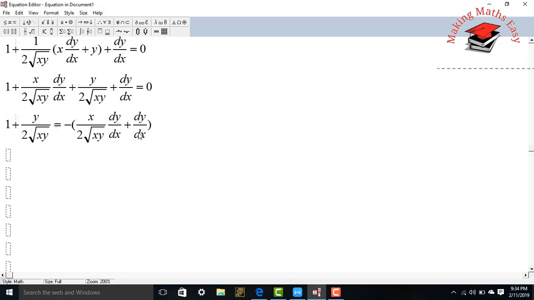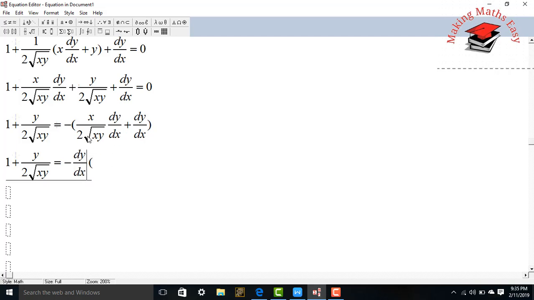Okay, so now you have to take the dy by dx common out of this bracket in the next step, and then you have to solve the entire answer. So taking dy by dx common in this case will give you the answer.